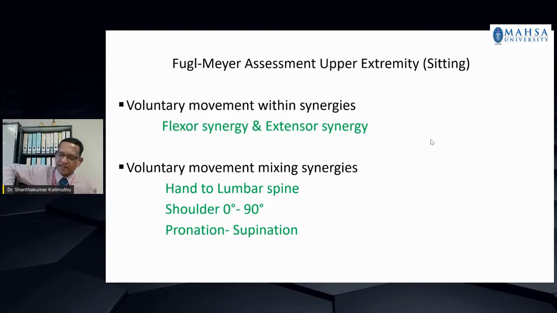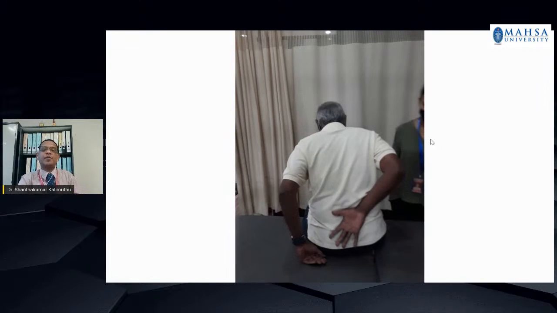If the patient can take the hand to the lumbar spine, that means the patient has already gone into stage 4 to stage 5. If the patient is in stage 4 recovery, he will definitely be able to take the hand to the lumbar spine. But this assessment is not done by most of the physiotherapy centers. So this is a hemiplegic patient. The duration of the condition is only 10 days after stroke. Elderly patient. So he was able to take the hand to the lumbar region. That means he is in stage 4 recovery.